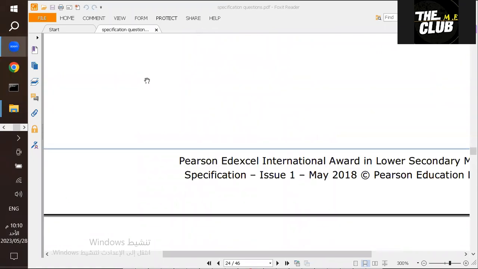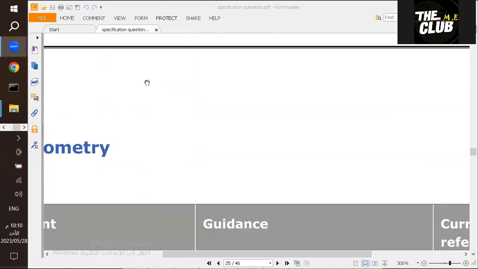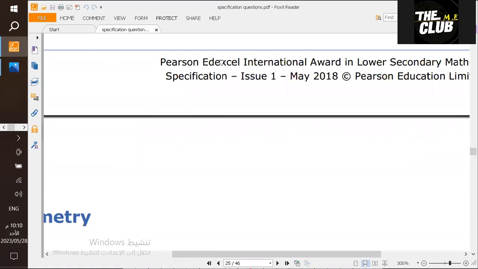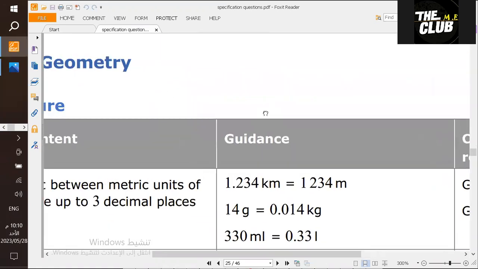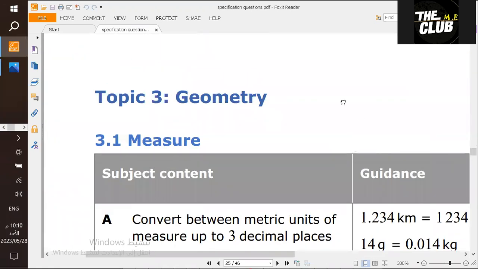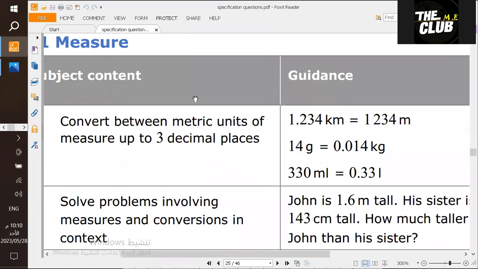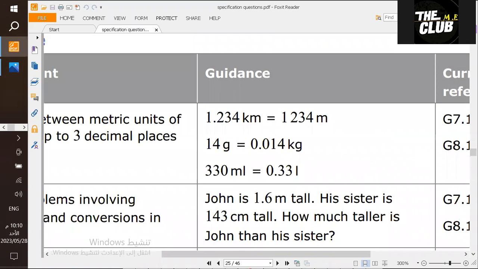This is inequality questions. We finish with inequalities. That's the whole idea of inequalities. They have nothing else. Here we're going to talk about geometry, measures, converting between metric units. This one is easy. How to turn kilometers into meters.